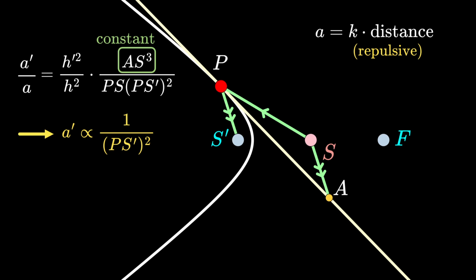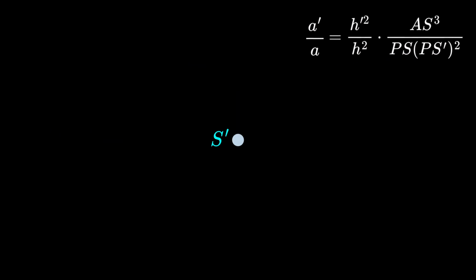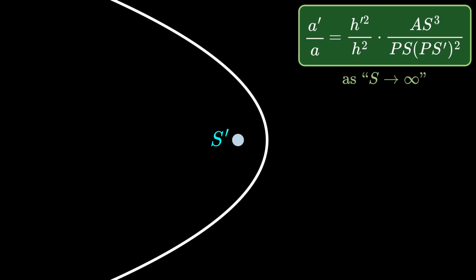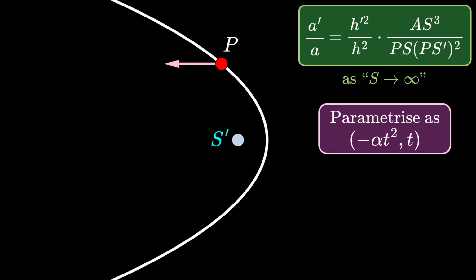The case for the parabolic orbit is a bit tricky, but we can cleverly use this acceleration ratio formula to derive the inverse square law. We just need to take the original center S to infinity, so that at any point P, the acceleration points in the same direction, kind of pointing towards a point at infinity. If you parameterize the parabola in a convenient way, then you can see more clearly that the acceleration towards this so-called center at infinity is constant.